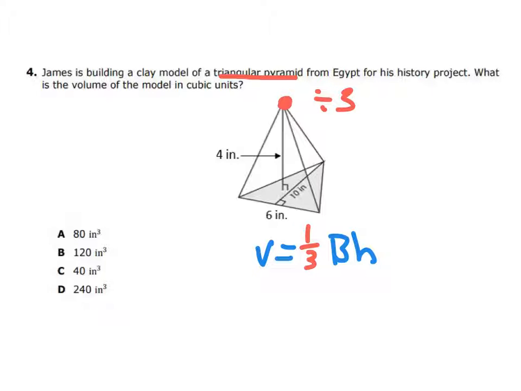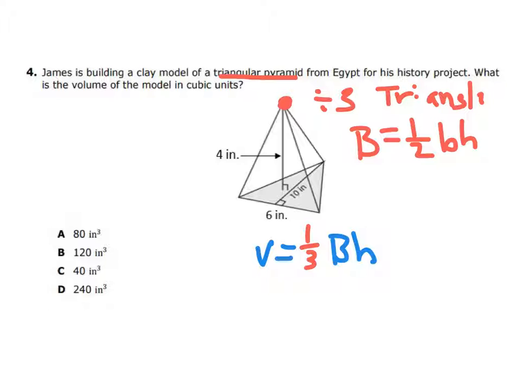Now, when we go to look, we still need to look at what capital B is. Okay, well, capital B is going to be the area of the base. And in this case, my base is a triangle. And to find that, I need to say 1/2 base times height. So the base of my triangle is going to be right here, is going to be 6. So my 1/2 stays 1/2.